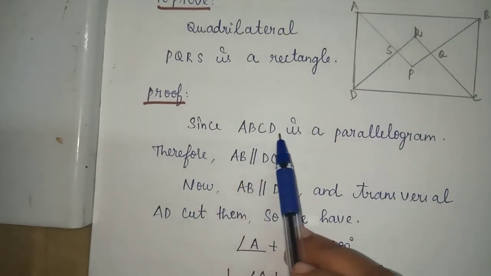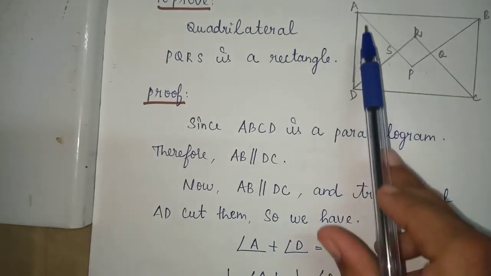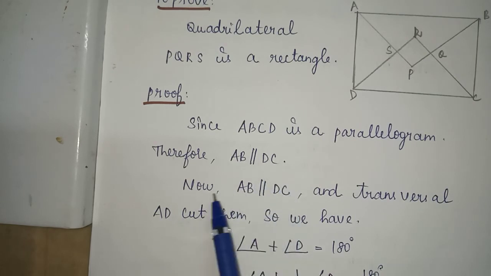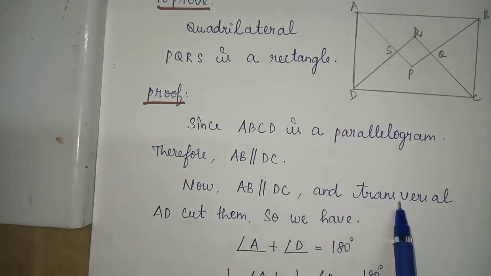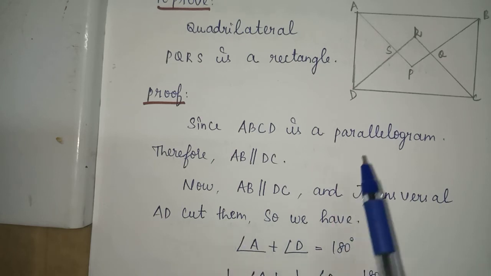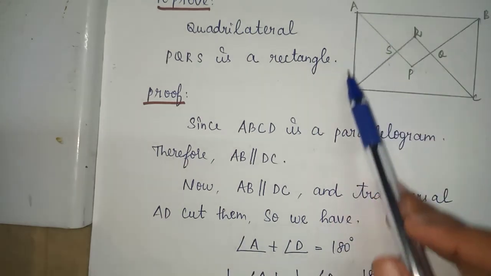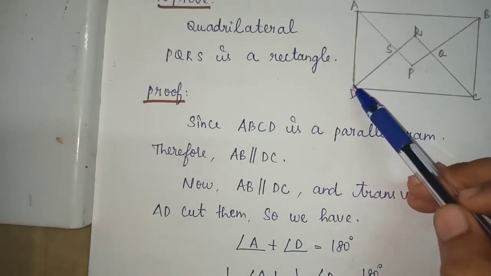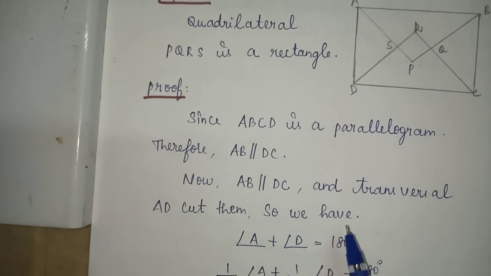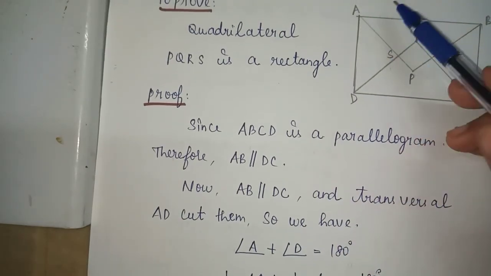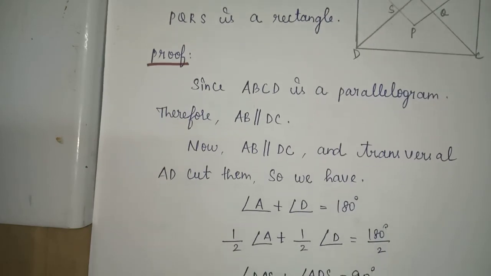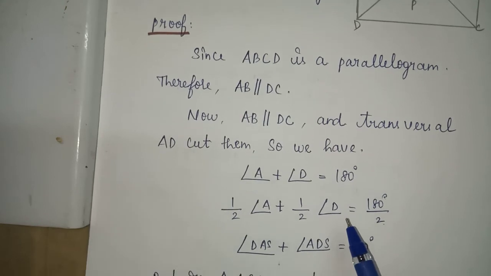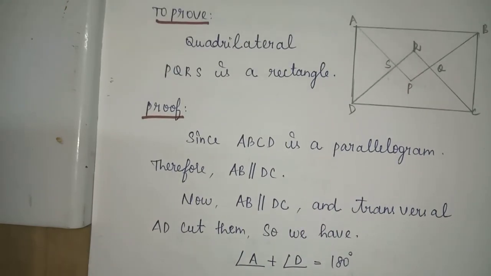Proof: since ABCD is a parallelogram, therefore AB and DC both are parallel. Now AB is parallel to DC and a transversal AD cuts them. So here we can see a transversal AD which cuts them. So angle A plus angle D is equal to 180 degrees. Then half of angle A plus half of angle D is equal to 180 degrees by 2. So half of angle A is nothing but DAS.